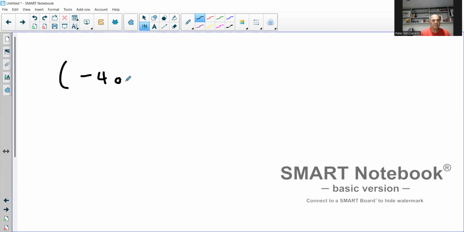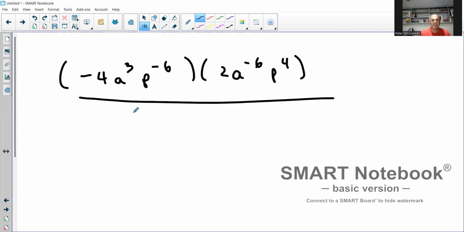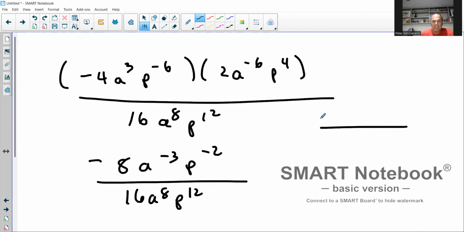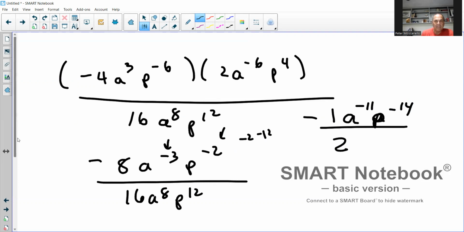Let's see, negative 8, a to the negative 3, p to the negative 2 over this. Negative 8 over 16 also reduces to negative 1/2. a's: negative 3 minus 8. Hey, get that negative 11 again. p's: negative 2 minus 12 is negative 14. That's a p to the negative 14. So we have our answer.